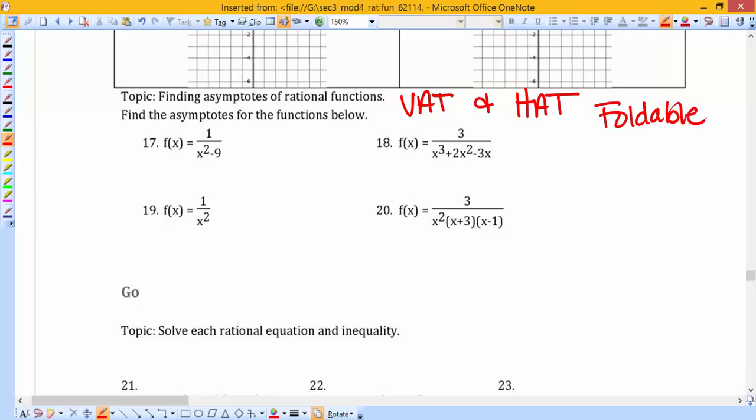When you guys are looking at your vertical and horizontal asymptotes, don't forget your vertical asymptotes come from your denominator, but your denominator must be factored. You need to factor. I'm not factoring for you here. You need to be able to factor by now. And then horizontal asymptotes, don't forget, for those you are looking at your degree.